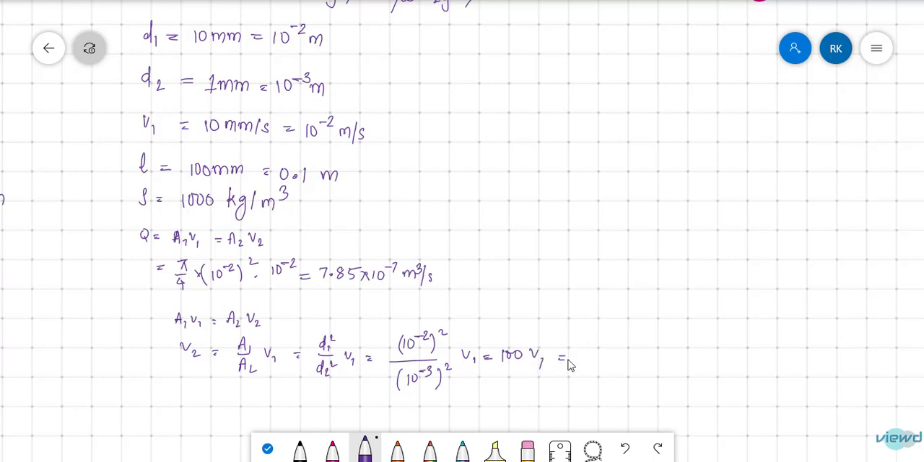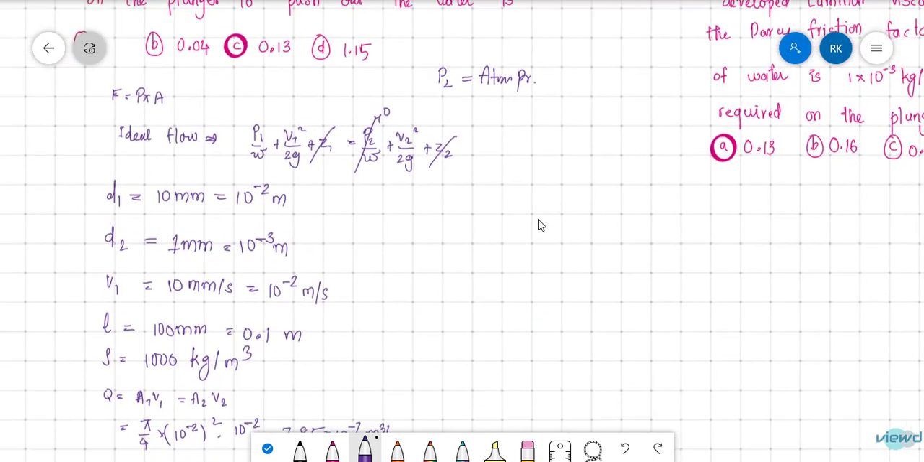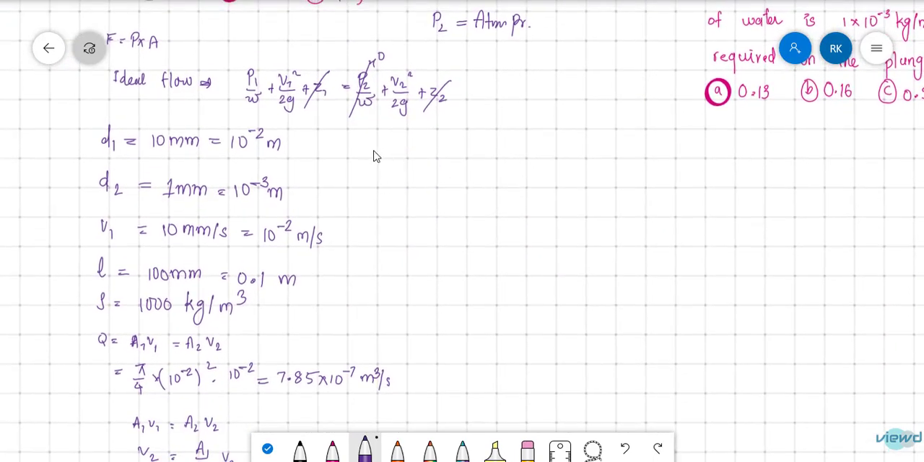So if it is 100 V1, what is V1? V1 is equal to 10 power minus 2 into 100. That will be 1 meter per second. Now substituting these values in the Bernoulli's equation, P1 by W plus V1 square by 2G, that is 10 power minus 2 whole square by 2 into 9.81, is equal to V2.